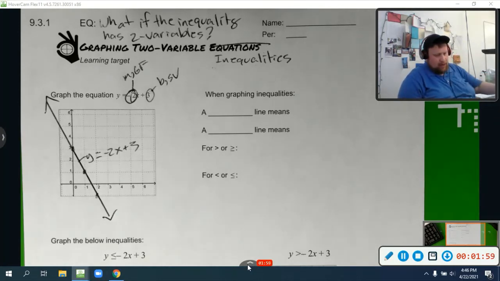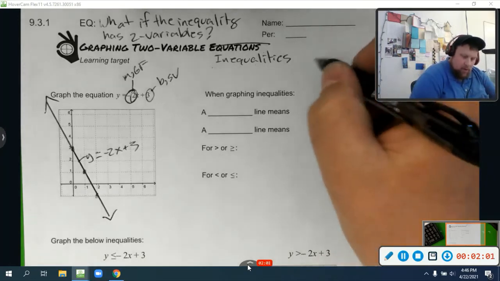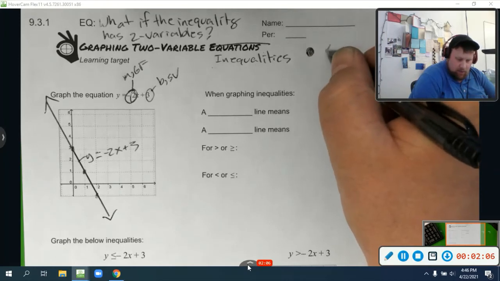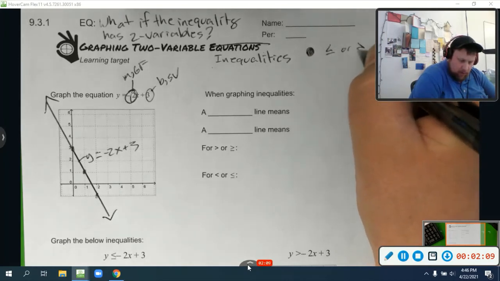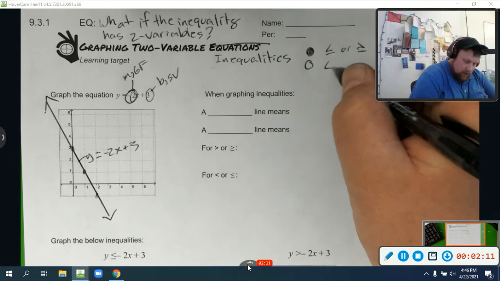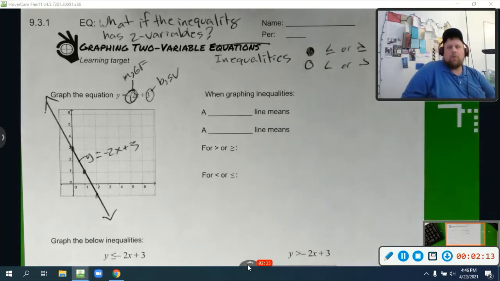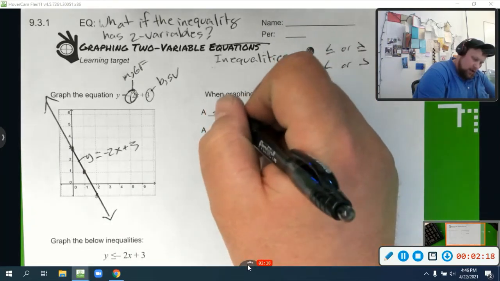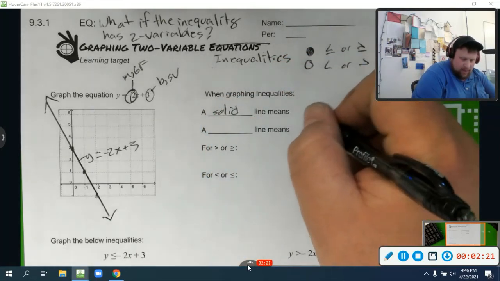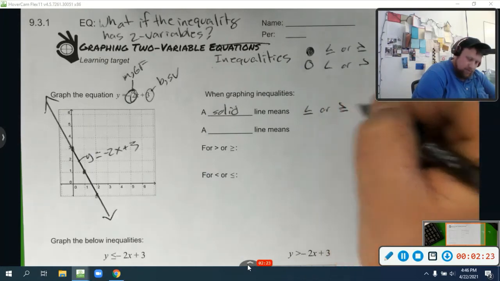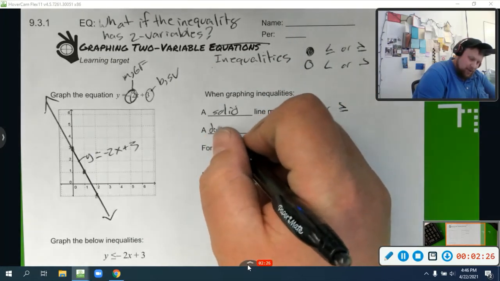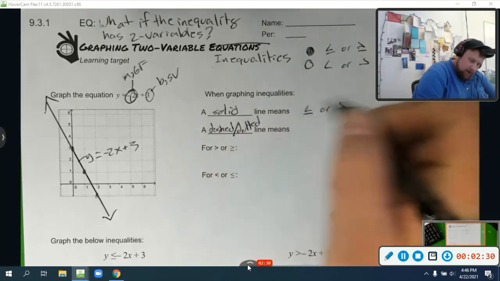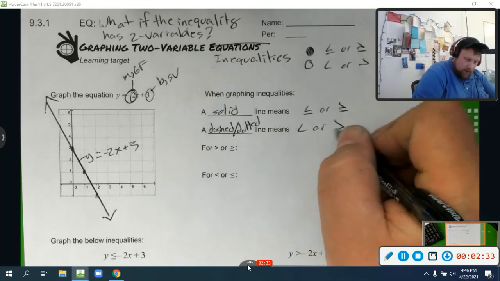You may know this, you may not. Do you remember how when we did our other graphing, we had the closed dot is for less than or equal to or greater than or equal to, and the open dot is for less than or greater than, right? We have to do something similar for graphing lines. So a solid line means less than or equal to or greater than or equal to. And a dashed or dotted line, depending on how you do it, means less than or greater than, okay?